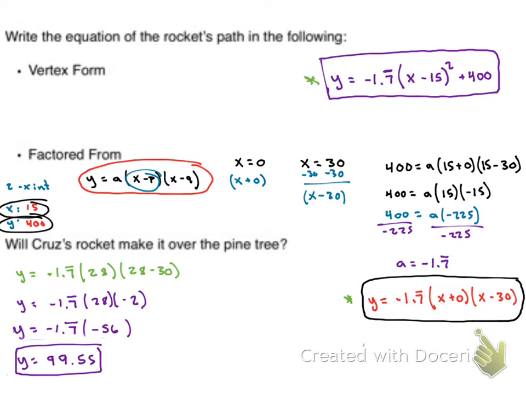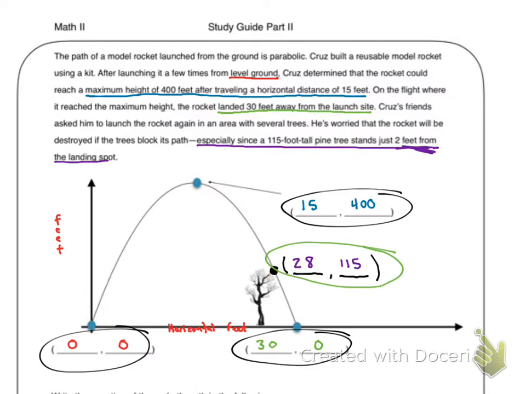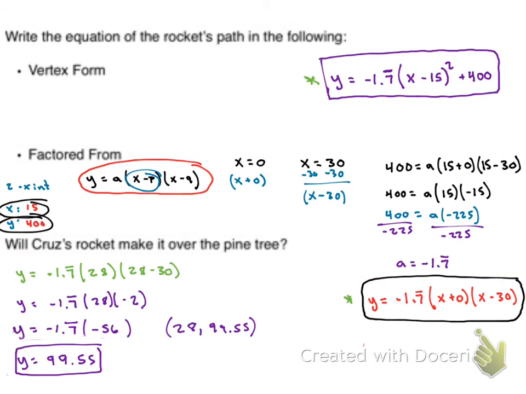So at 28 we get 99.55 feet. If we look at this coordinate, at 28 we're going up 99.5. So this parabola, I know it's drawn wrong, but it ends up going through the tree, which means that it will hit the tree. The rocket is too low. It's underneath the tree at 28 horizontal feet, so it ends up hitting the tree, so it will not make it.